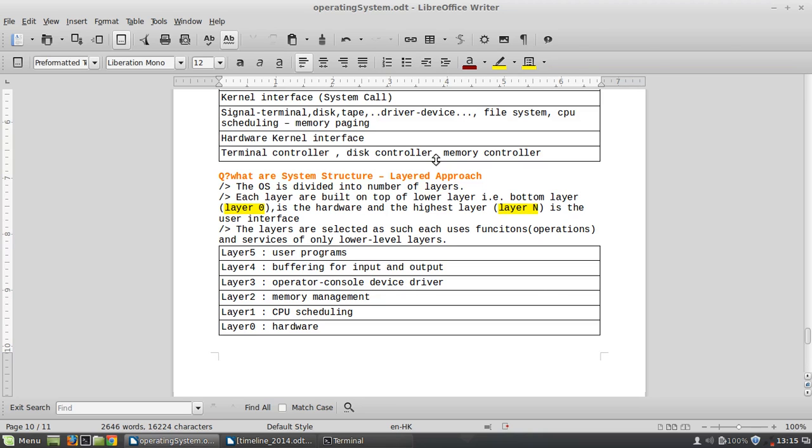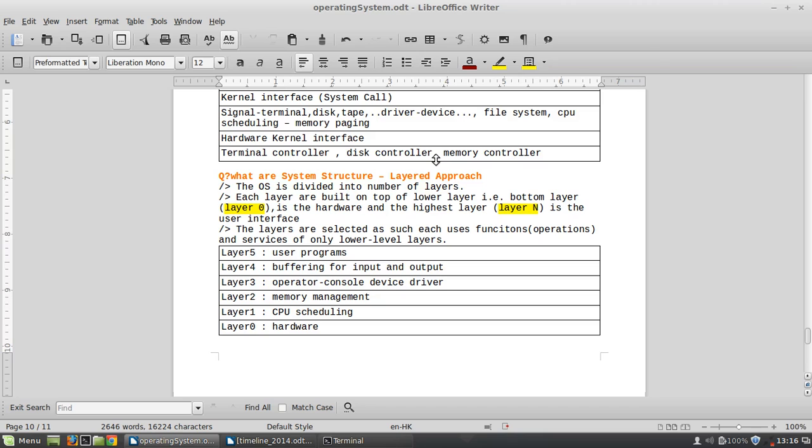Now, what are the system structures which are based on the layer approach? What is the layer approach? In the principle of the layered approach, the operating system is divided into a number of layers. Each layer is built on top of a lower layer. On the basis of the lower layer, you start building another layer on top of it, and you keep on building more and more.